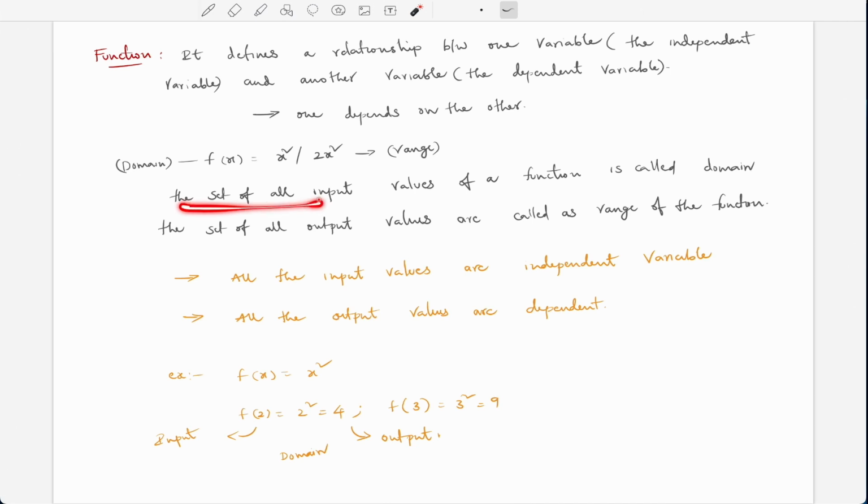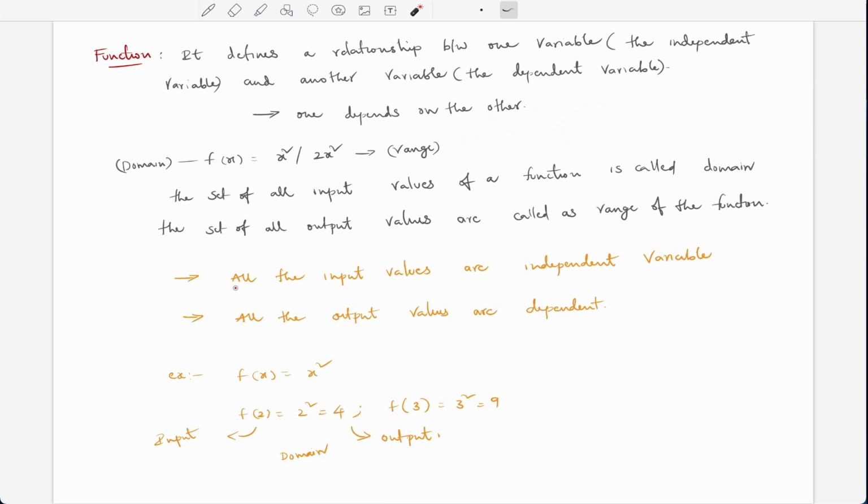The set of all input values of a function is called the domain. So we have x1, x2, x3, whatever it may be, values like 1, 2, 3, 4, etc. These are all called the domain, and the set of all output values is called the range of the function. If the x value is 2, then x square becomes 2 square, and 4 is the output. 4 is our output, and this is the range of the function.